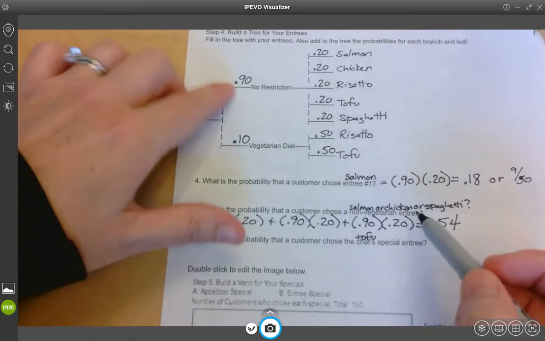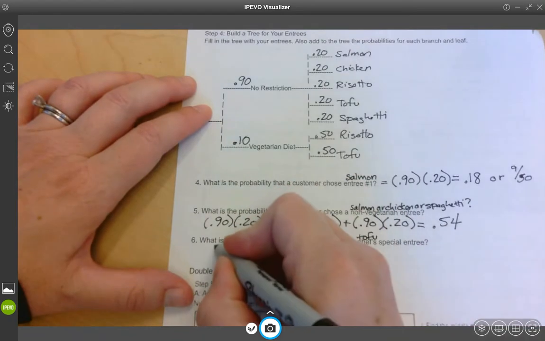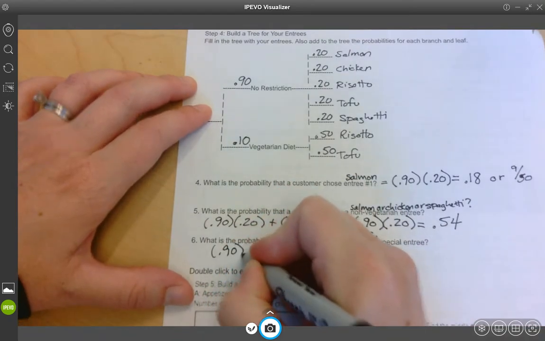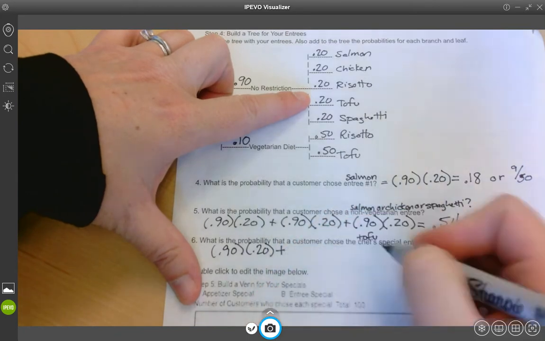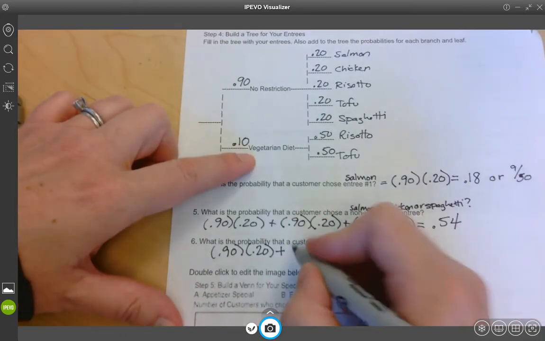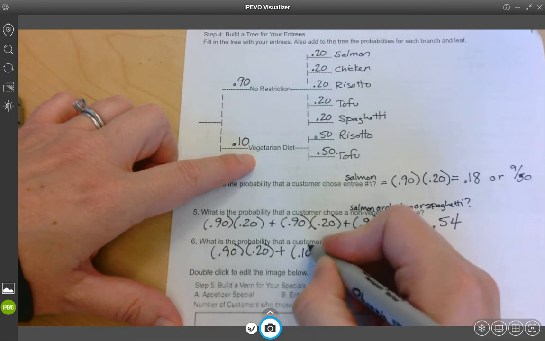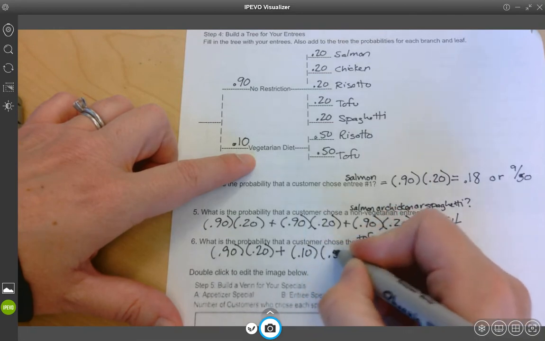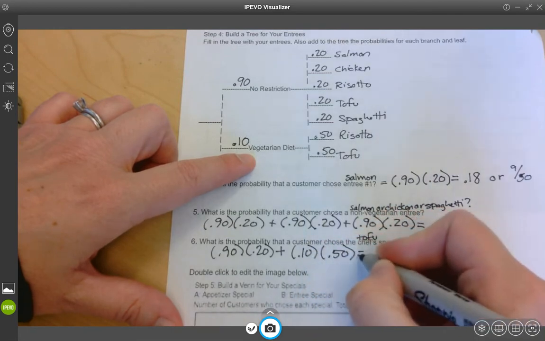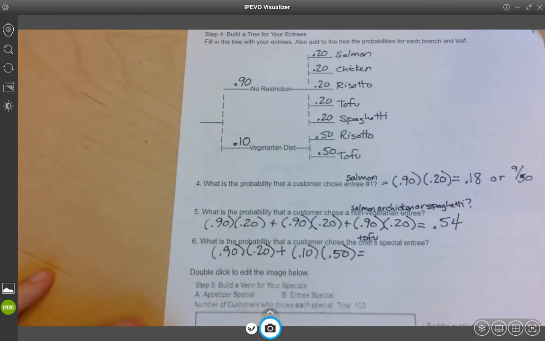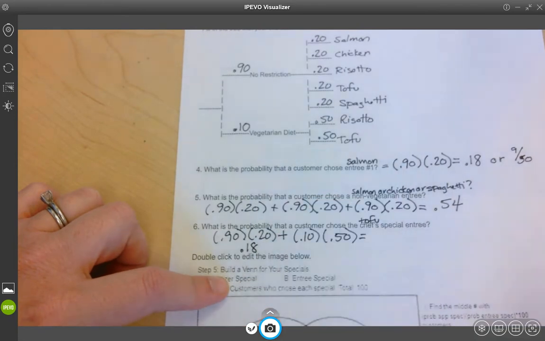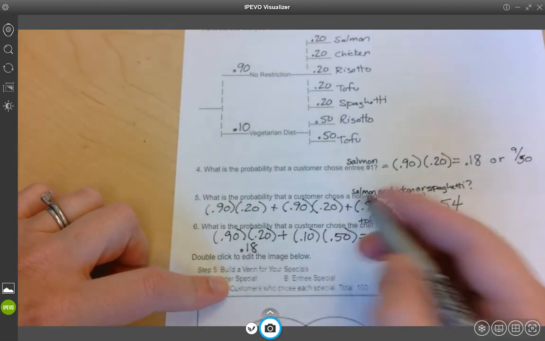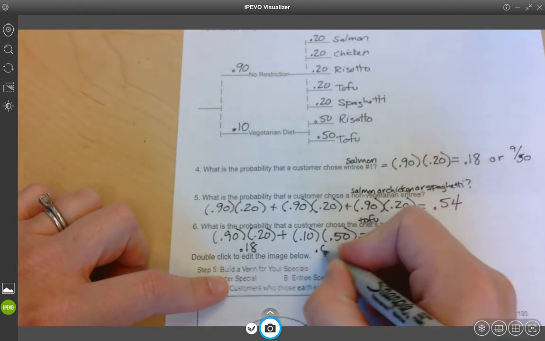All right, so for the tofu, it shows up here, 0.90 times 0.20, plus it also shows up down here, 0.10 times 0.50. All right, so we know that this one here is going to give us 0.18. We've done that a few times. And then this one here should give you 0.05.